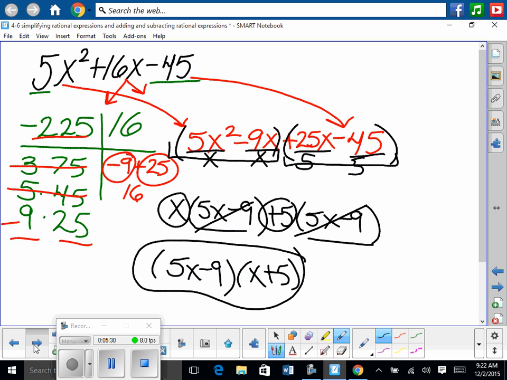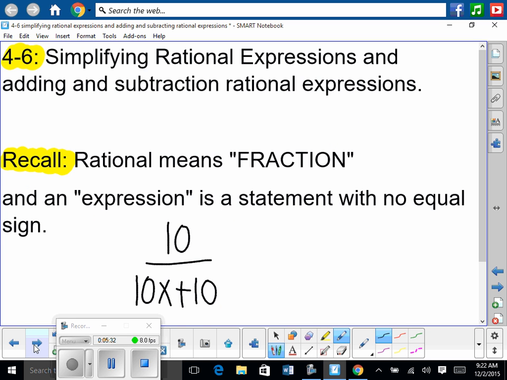Okay, awesome. Okay, let's get to it. I really want to give you as little homework as possible. Here we go. So, first of all, we're going to be simplifying rational expressions and adding and subtracting rational expressions. We're kind of learning 2 lessons in one because we're just kind of short on time. All right, but you'll be okay.